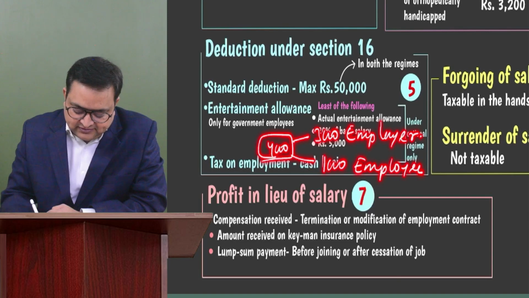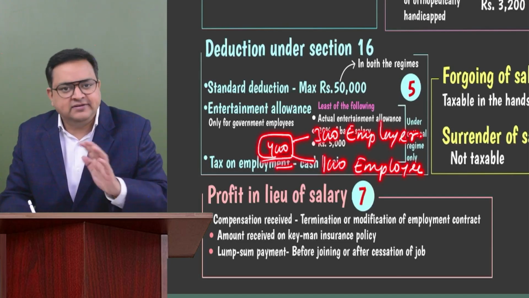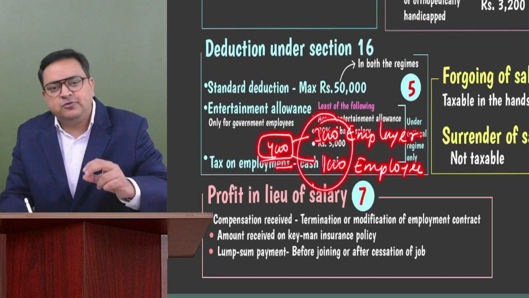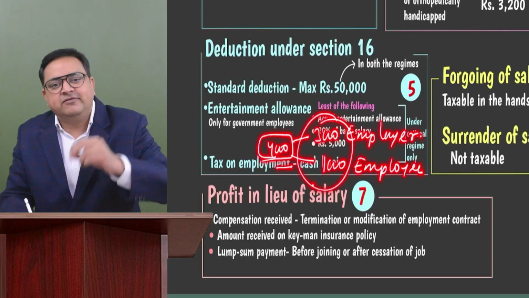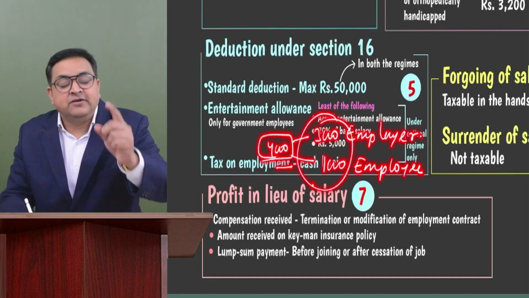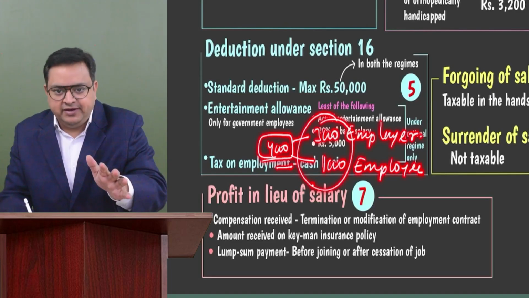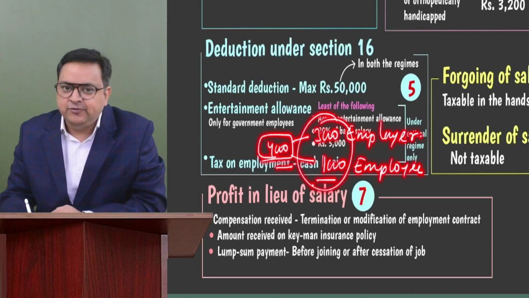So 4,000 is the tax on employment or professional tax that is paid. First of all, you will get the 4,000 rupees reduction, whether you have paid it or your employer has paid it, if you are following the optional regime. In the default regime, the deduction is not available. Got it? So you will get the deduction of 4,000.